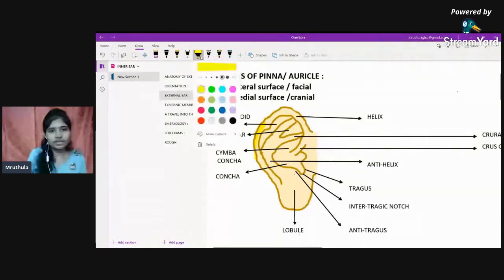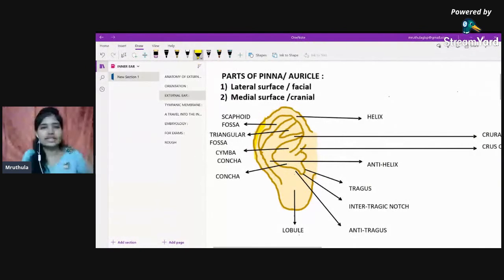Here we are showing the lateral surface of the pinna. First, there are two surfaces. The lateral surface is the one which is continuous with the face, on the anterior aspect. And the one which is continuous with the cranium is called the medial surface. So first we are concentrating on the lateral surface.